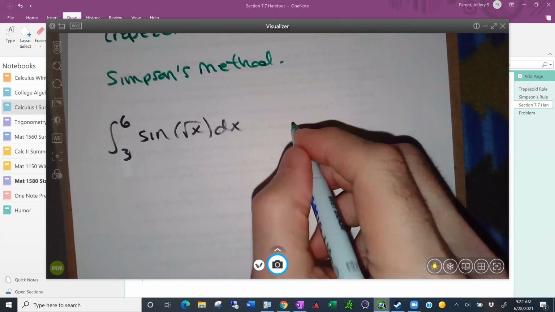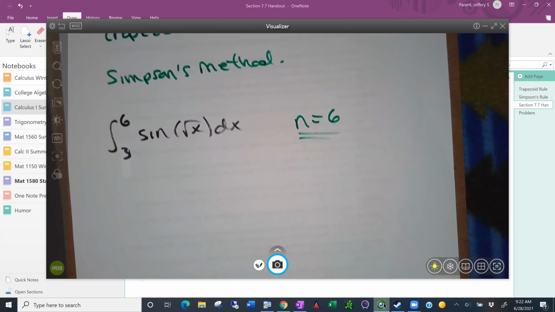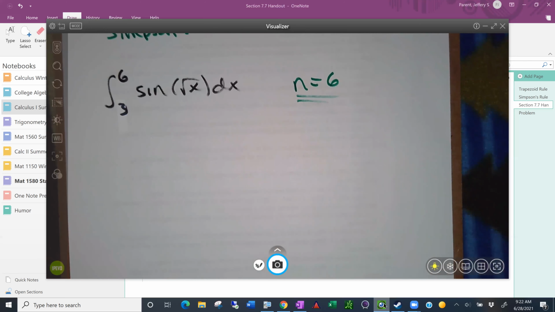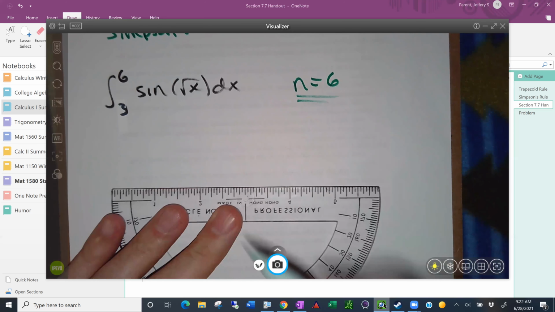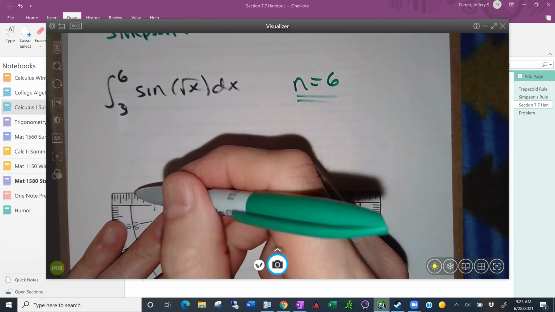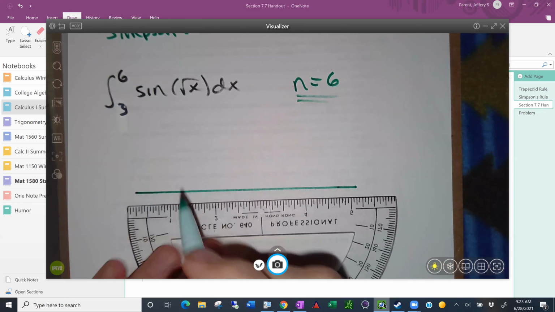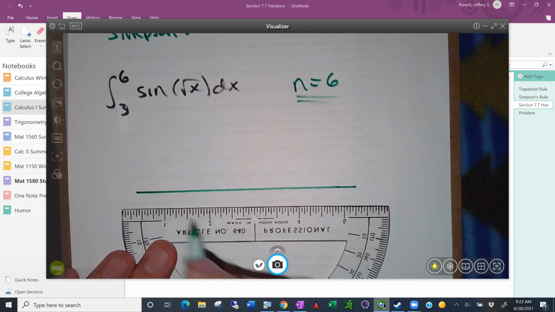All right, we want n equals 6. So we want 6 subintervals. That's going to mean we're going to need a total of 7 points to line up those 6 subintervals. Now, I'm not going to try and draw this function. I don't know what it would look like. I mean, certainly we can go to Desmos and graph it there. What I want to pay attention to, though, is all my little subintervals.